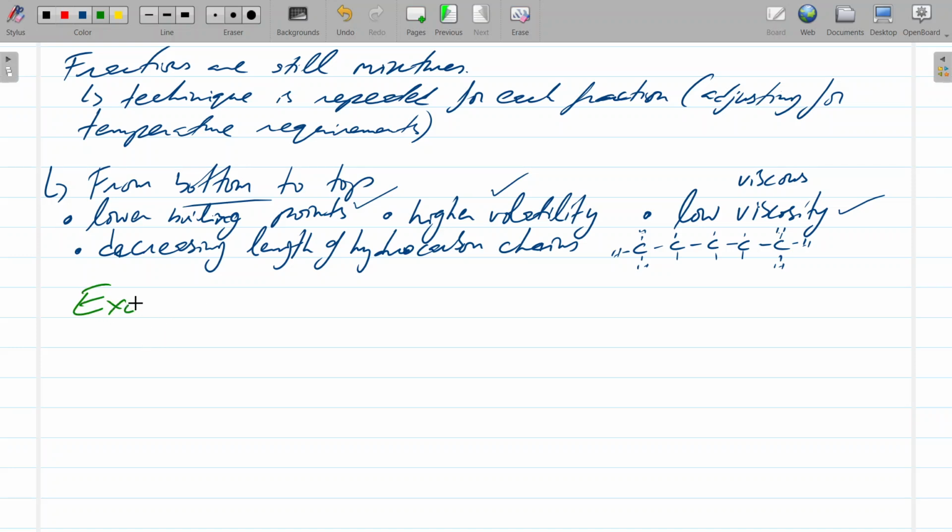Can I take a guess on exothermic? Sure. It takes out the heat. You would say it gives off or releases. Yeah. Okay. And endothermic that takes in heat. Yes.